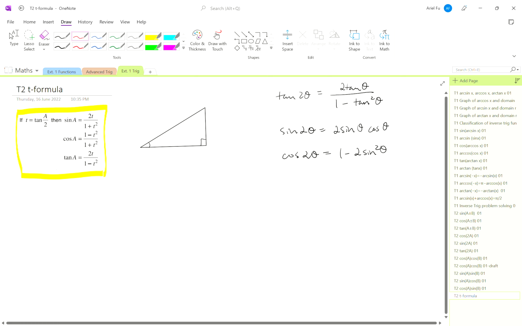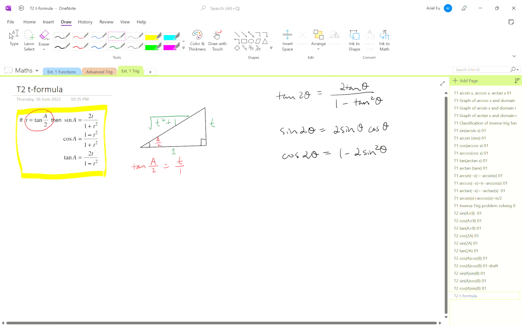Now, let's look at this right angle triangle over here. We're going to let T equal tangent of A on 2. That means if this angle is A over 2, tangent of A on 2 is T, which is the same as T on 1, which means the opposite side is T and the adjacent side is 1. The hypotenuse is square root of T squared plus 1. Okay, so we know that is true.